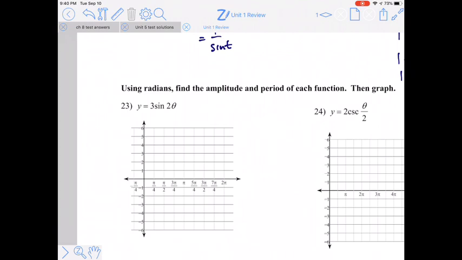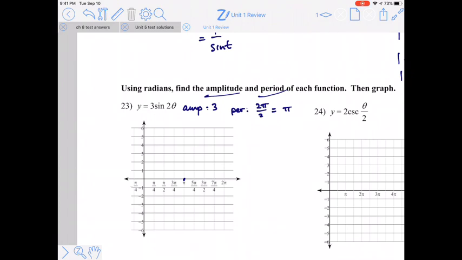Now, a couple of things it says to do here: amplitude and period. So I'm going to start with that. Amplitude for question 23 is 3, and then period is 2 pi divided by the absolute value of b there, which is 2. So one full cycle is going to come all the way out here to pi. And then break that up, and it's already nicely labeled for us.